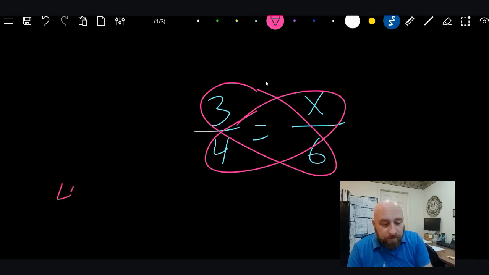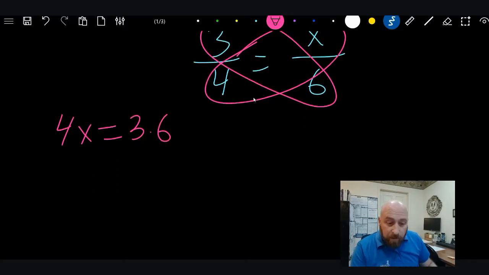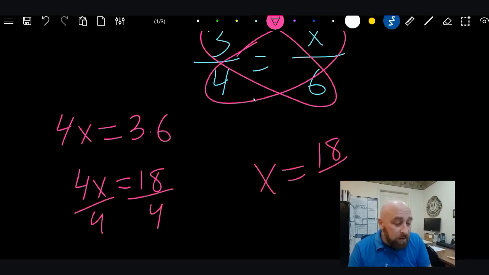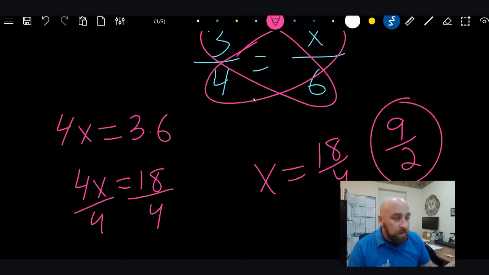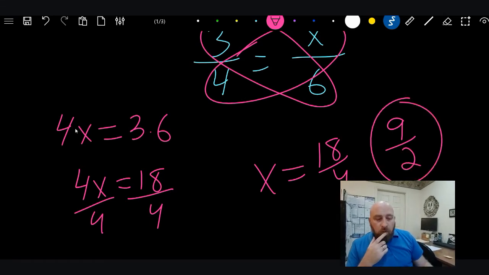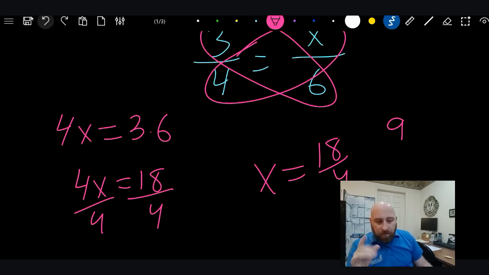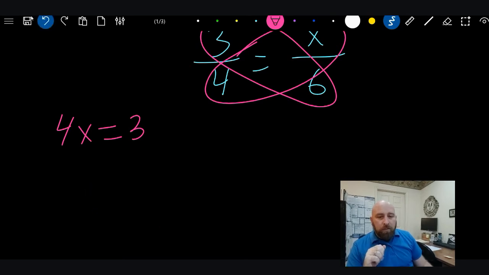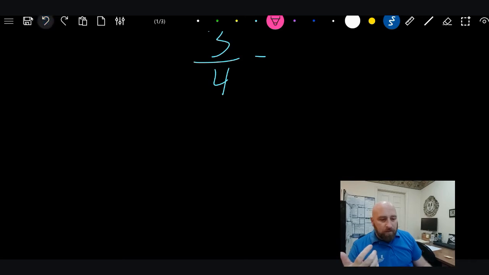We would come up with 4x equals 3 times 6, so 4x equals 18. Divide by 4, and we get x equals 18 over 4. We could reduce that a little bit, and what do we get? 9 over 2. So 9 over 2 would be our answer. Well, we've been doing that for several years now. That idea of cross multiplication shouldn't be too complicated for you. That's called a proportion, and you've practiced those many times.